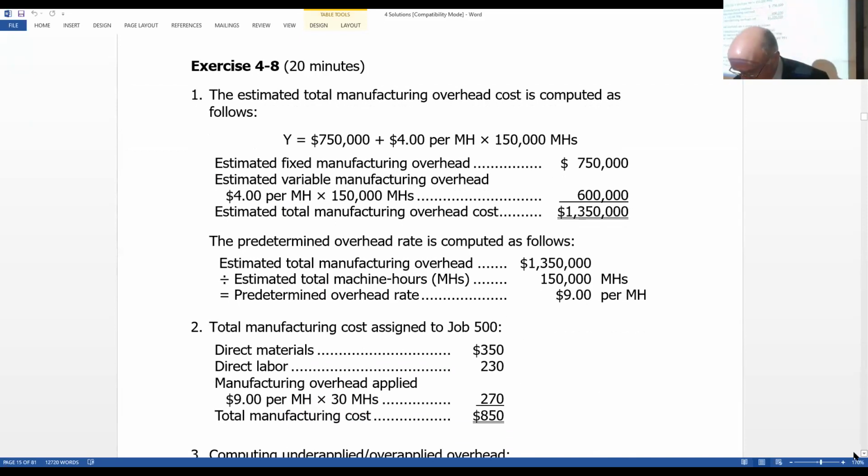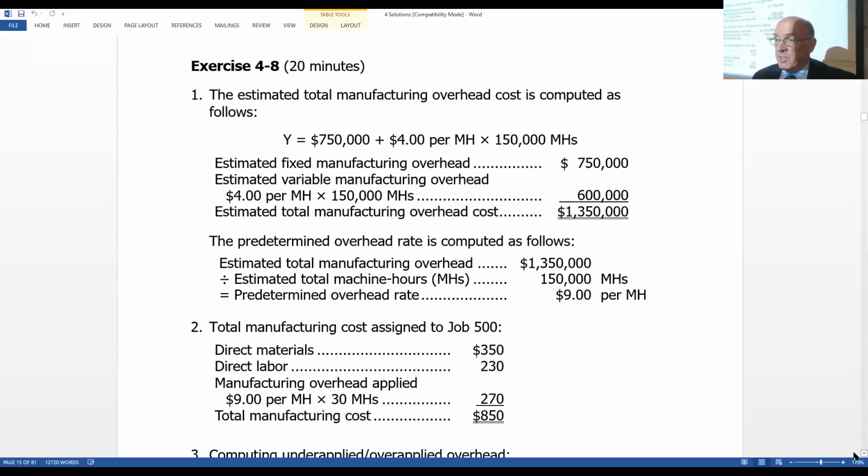Number 8. Computing predetermined overhead rates and job costs. Same question again. Overhead rates. Cody Corporation uses the job order costing system with a plant-wide overhead rate based on machine hours. At the beginning of the year, the company made the following estimates. Machine hours required to support estimated production, 150,000. Fixed manufacturing overhead costs, 750,000. Variable manufacturing overhead costs, $4 per machine hour. Doesn't this just scream out for an equation?